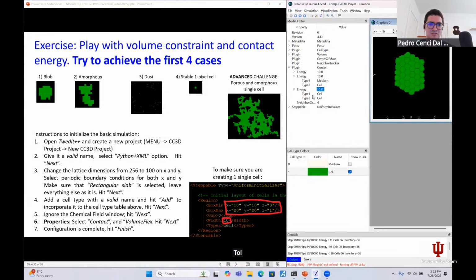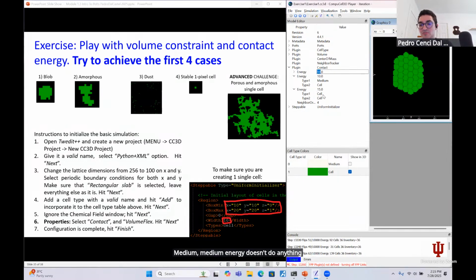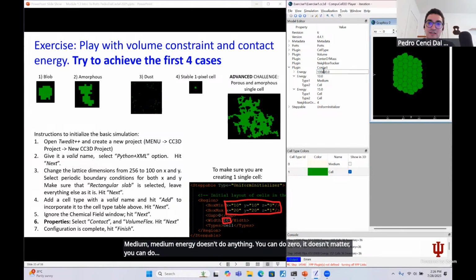Tolerance? No? Yeah. I will jump medium energy. Yeah, you see, cell energy is higher than cell medium energy. Medium energy doesn't do anything. You can do 0, it doesn't matter. You can do 1000. It doesn't do anything because there is only one medium cell.